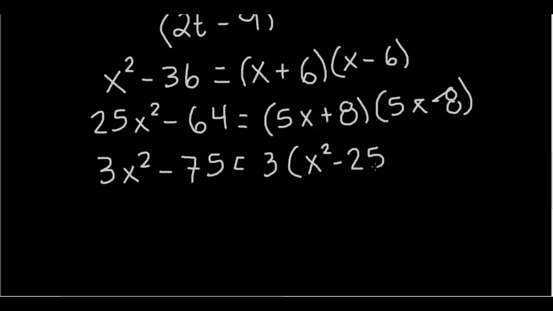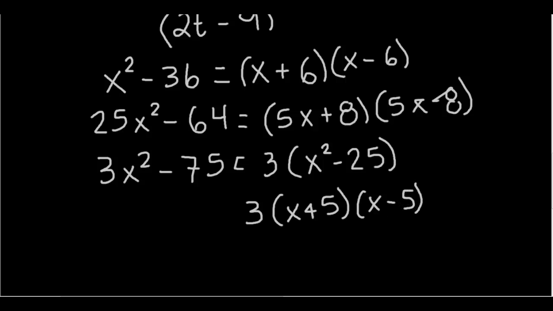And what do you know? Now we do have a difference of two squares, so we can factor this. So the answer will be 3 times x plus 5 times x minus 5. And that's it. That's today's lesson.